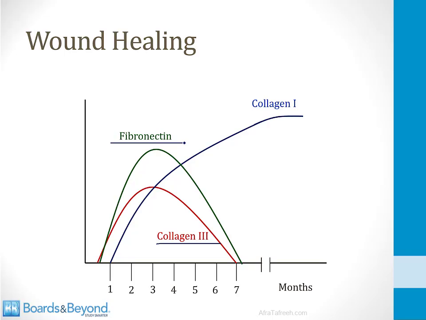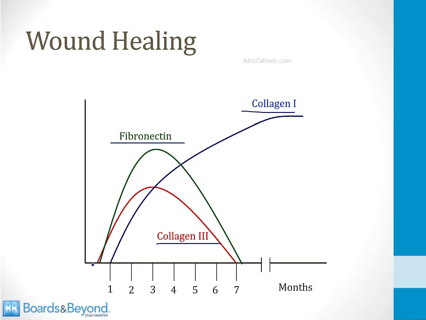These structures are very useful as scaffolding early in scar formation, but they're not very strong. So as the scar begins to form, then the fibronectin and the collagen type 3 goes away, and it's all replaced by collagen type 1, which is much stronger and ultimately allows for a stronger wound. And here's an interesting fact.